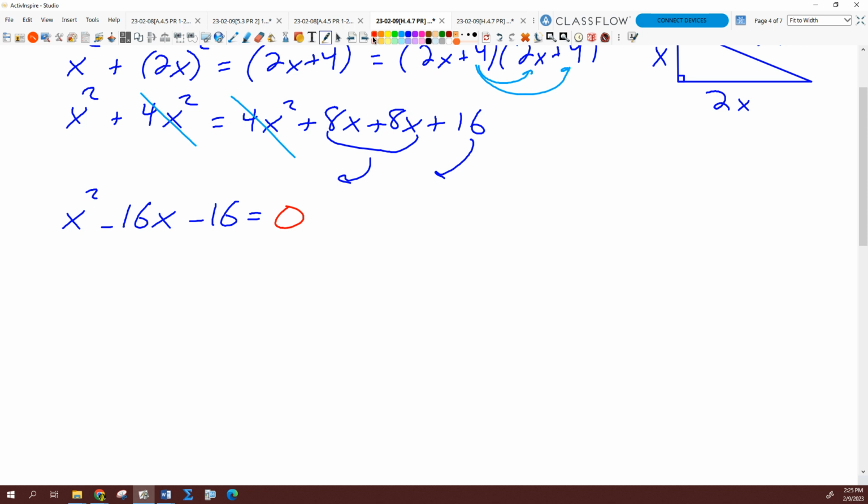Okay? So could we factor that? No, we can't. There are no numbers that multiply to negative 16 and add to negative 16. So what are our options here? Quadratic formula would be fine. Would this be a good candidate for completing the square? It would be, right? Because A is 1 and B is even. Everybody see that? So this actually would be a pretty easy one to do, completing the square. Let's do it that way, being as we haven't done that in a while.